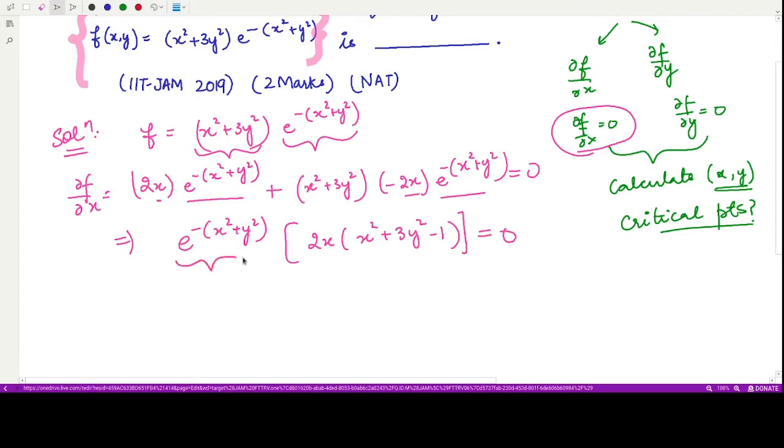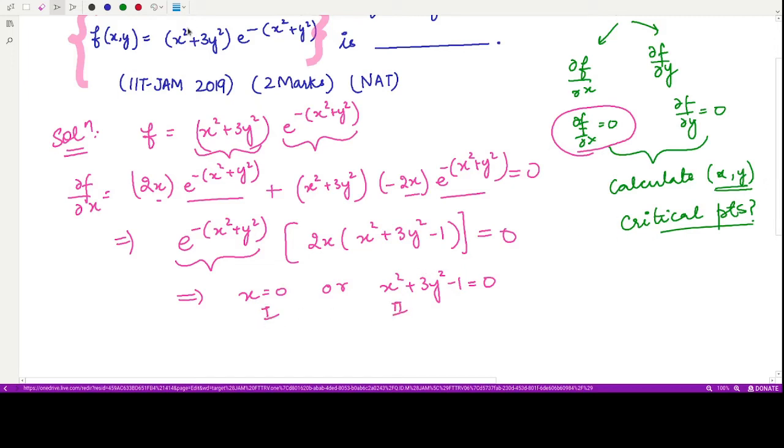Now the exponential term cannot be 0 because it is a positive function. So you only have either x is equal to 0 or x square plus 3y square minus 1 is equal to 0. These are the two possible cases. Let me mark this one as first and this one as second.